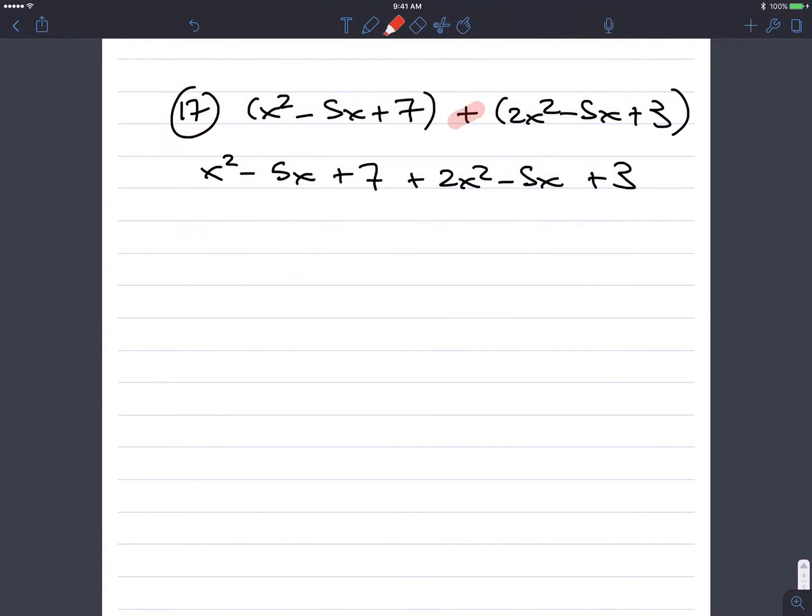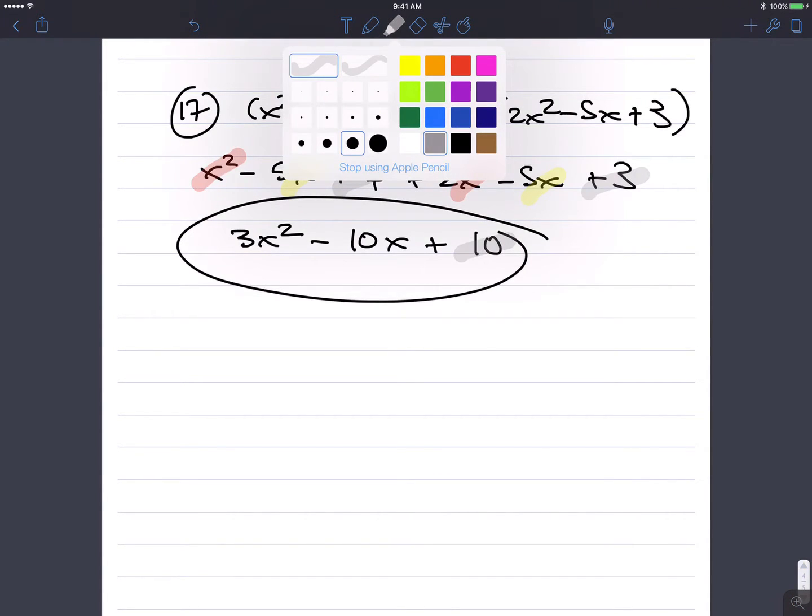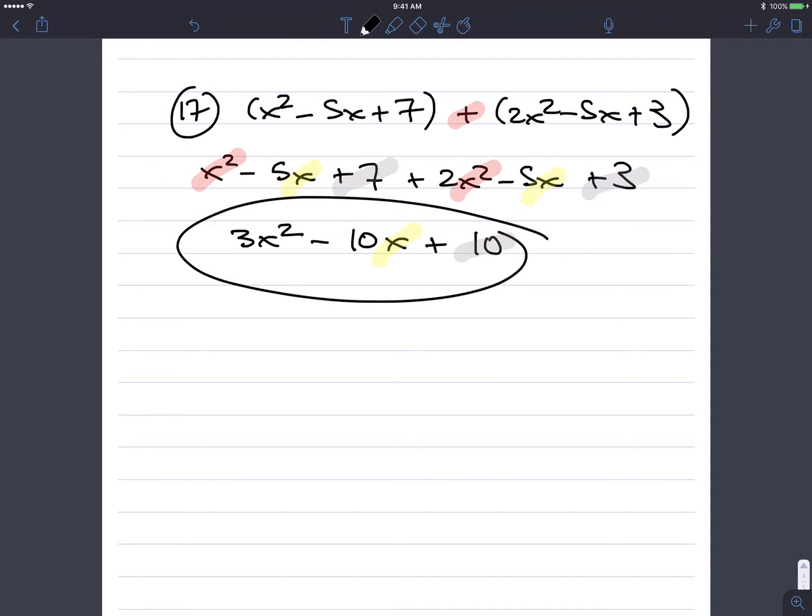Let's identify what we have. 1 apple plus 2 apples gives me 3 apples. I owe 5 bananas, and I owe another 5 bananas. I owe 10 bananas. I have $7, and I have $3. I have $10. Notice, I have $10. Those are dollars. Bananas and apples. I cannot combine these terms.